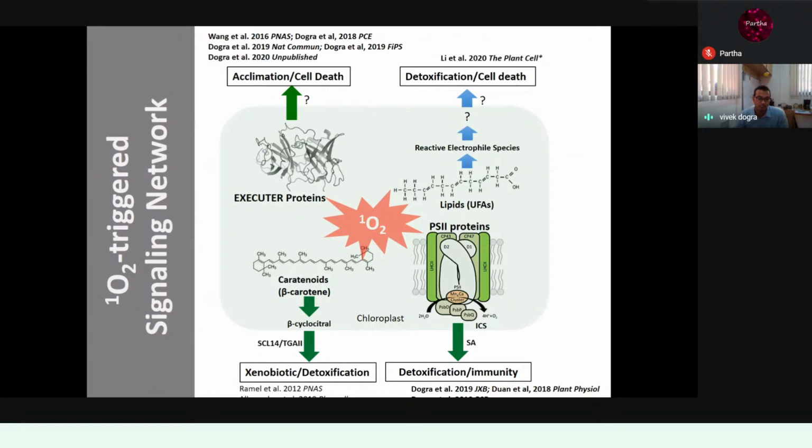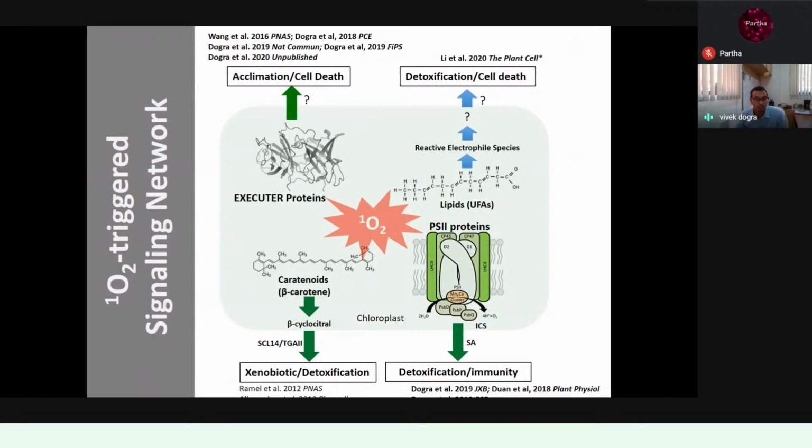Now, when the singlet oxygen or the ROS is targeting these biomolecules, these different biomolecules will be affected at different levels of the ROS, and they will instigate different sets of signaling pathways, which will lead to different responses, including acclimation or cell death, or maybe detoxification, or sometimes there will be immune responses as well.